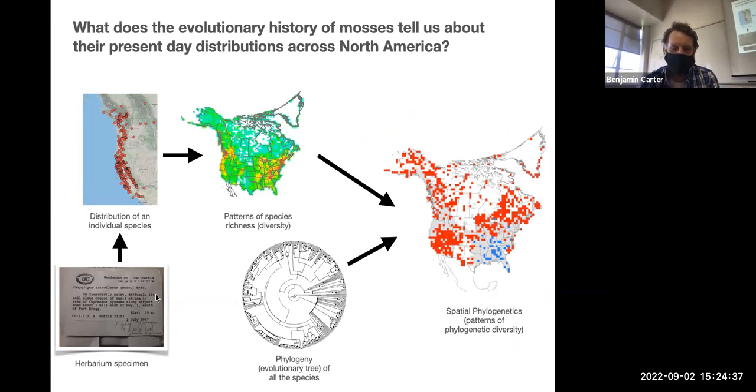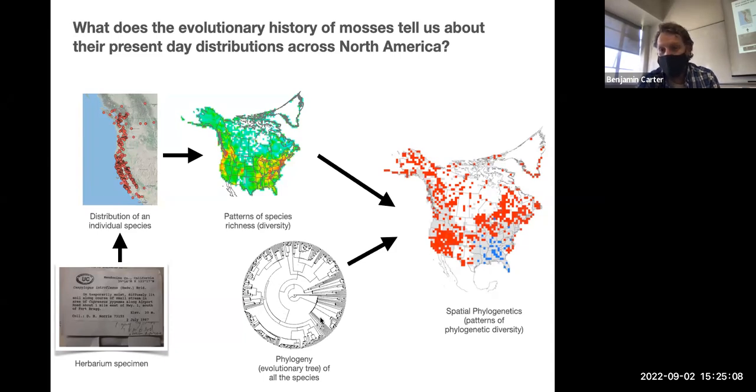The data set that I'm going to talk about comes from herbarium specimens. This is an herbarium specimen, so it's got a little label on it telling what the species is, where it was collected, when it was collected. So we take lots and lots of these out of herbaria all across the country and the world, and turn each one of those specimens into a dot on a map. And then for each species, you can overlay all those to make species richness maps. So this is a diversity heat map, and that tells us where species live in the continent.